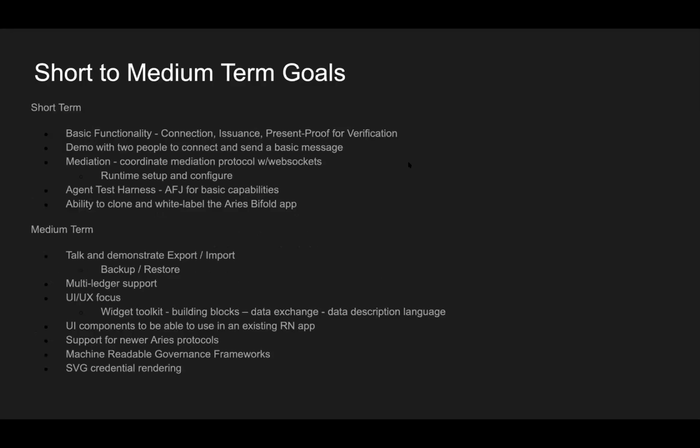So short to medium term goals, there's a bunch here, but essentially we want to be able to have basic functionality and then start moving towards newer and exciting things such as AIP 2.0 support, machine readable governance, multi-ledger support, import, export, etc. So we have lots of exciting things on the roadmap. And Sam is going to be covering a bit more of the longer term goals. Any questions on these goals as listed here? Awesome.